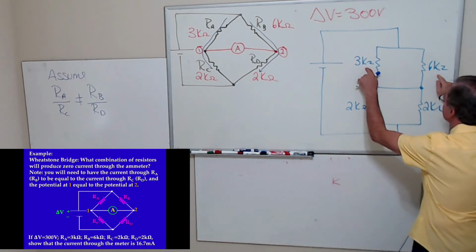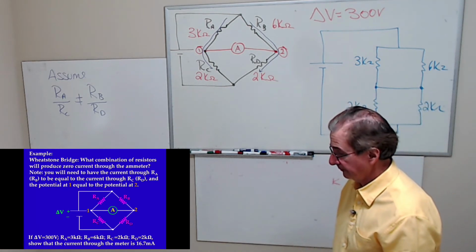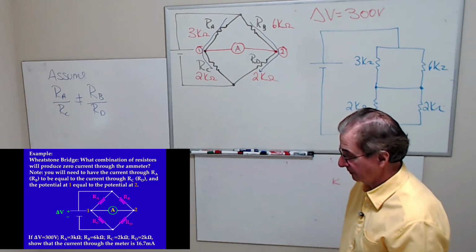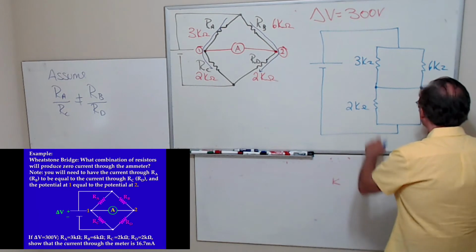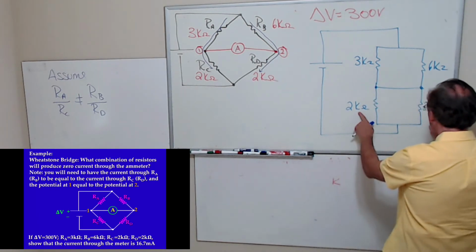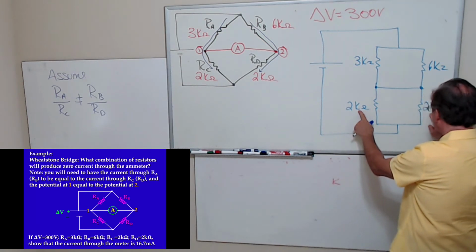How are these two connected? They're in parallel, and these two are in parallel, right? So I had these two in parallel and these two in parallel. So let me redraw the circuit. These two in parallel, it's easy to figure out the equivalent resistance. What do you think it's going to be when I combine these two?